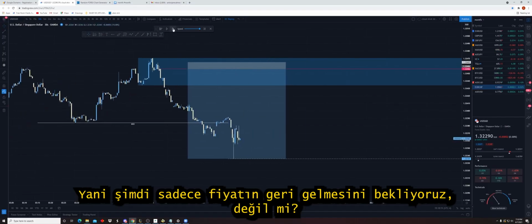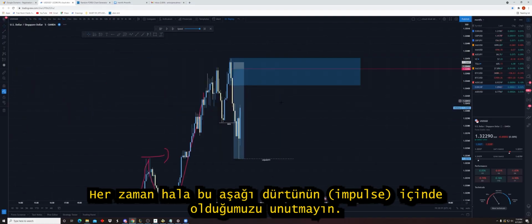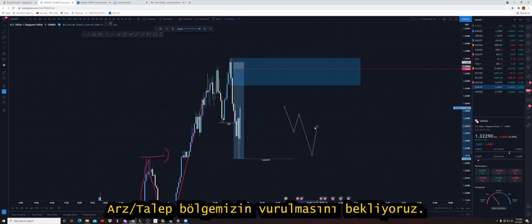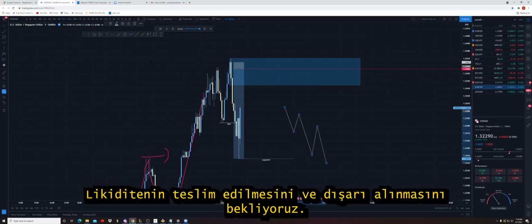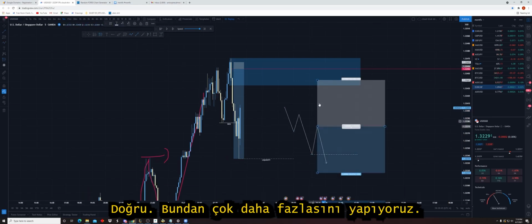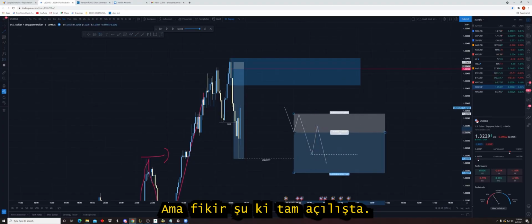So now we just look for price to come back up, right? Always remember that we are still in where? This impulse down, right? A very simple way to think about price is we wait for the structure breaks, we look for our SND zone to get hit, we look for liquidity to be delivered and taken out. Right? This is very simply what we do, right? We do a lot more than this, but the idea is, right, at the open, boom.